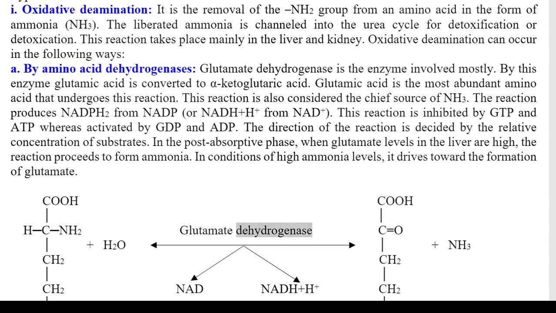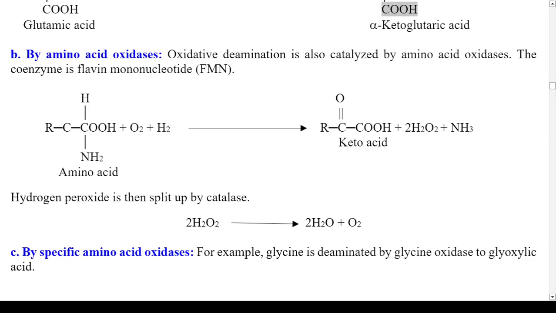Glutamate dehydrogenase converts glutamic acid plus H2O and NAD to alpha-ketoglutaric acid plus NH3 and NADH plus H+. B. By amino acid oxidases. Oxidative deamination is also catalyzed by amino acid oxidases.